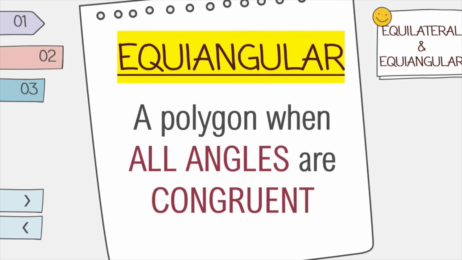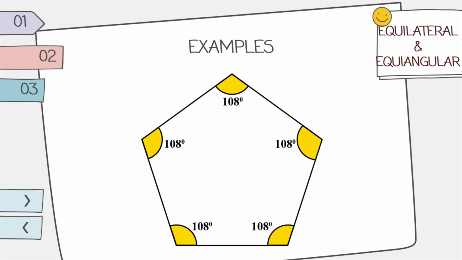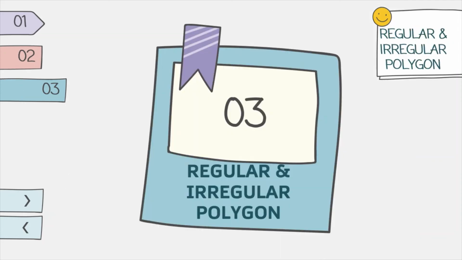The next one is equiangular. A polygon when all angles are congruent. Yung mga angles naman niya ang pare-parehas katulad po nito. Ayan. So, pare-parehas ng sukat ng angles nila. That is equiangular. Ngayon, may tinatawag din tayong regular and irregular polygon.